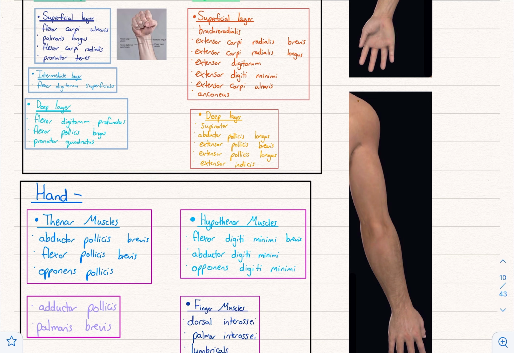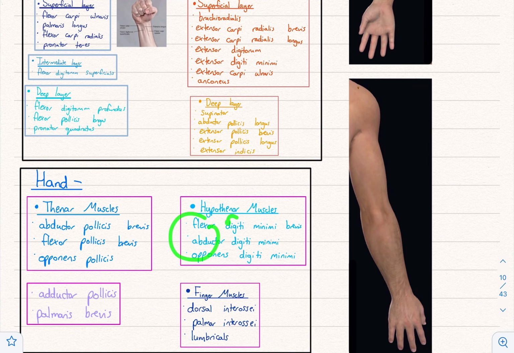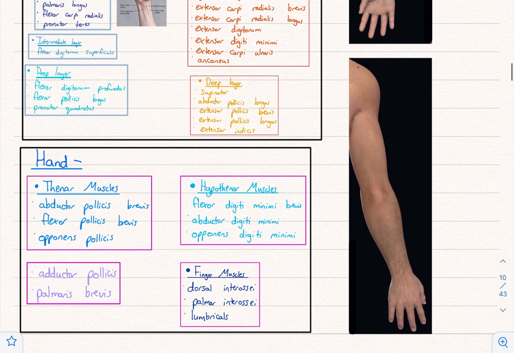Pollicis means thumb. So abductor, taking away from the thumb, flexor reduces joint angle. Opponens, opposition, that allows you to touch your thumb to your fingers. And it's the same kind of here. Digiti minimi, small digit, pinky finger. So that's why hypothenar is going to be on that side. Adductor pollicis, palmaris brevis. Sometimes you might see them as being in thenar and hypothenar muscles. Check the different sources. And then finger muscles.